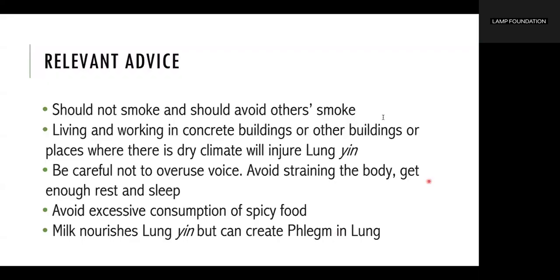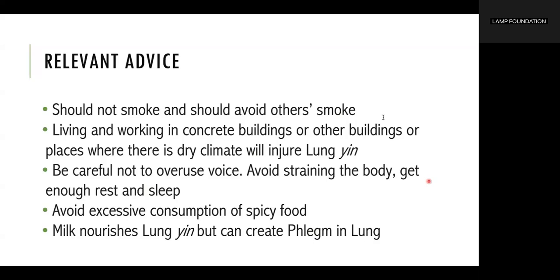A person who is lung yin deficient should not smoke, and they should avoid others' smoke. Living and working in concrete buildings or other buildings or places where there is a dry climate will injure their lung yin. Like a person who is lung qi deficient, a person who is lung yin deficient must be careful not to overuse their voice. In general, they should avoid straining their body and make sure that they get enough rest and sleep.